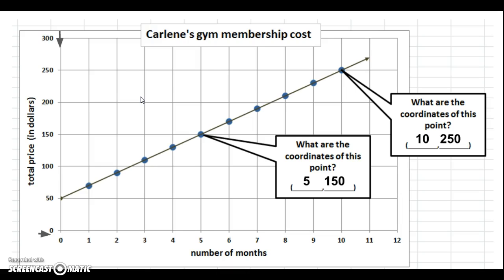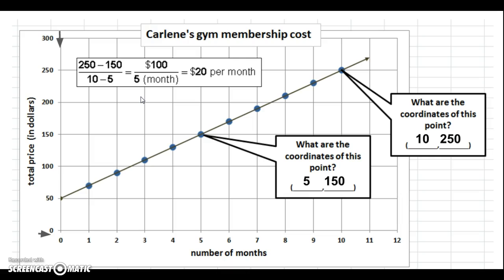Now, in order to find the slope, we do the change of y over change of x. So 250 minus 150 divided by 10 minus 5 gives us 100 over 5. Remember, that's $100. Our y is dollars. Our 5 is in months. So our constant rate of change is $20 per month. That means she's paying $20 per month.